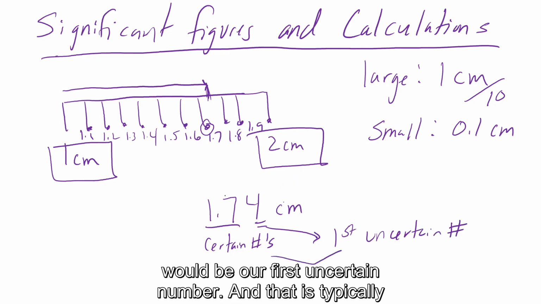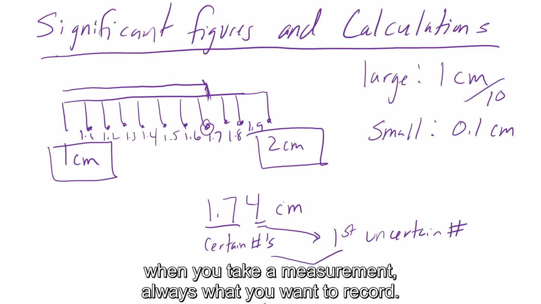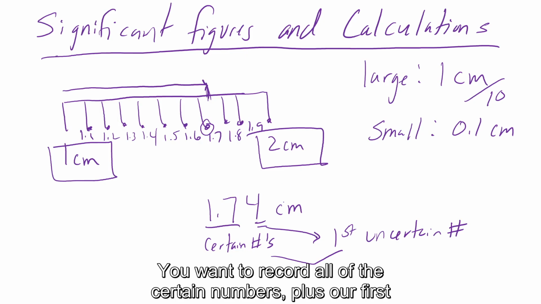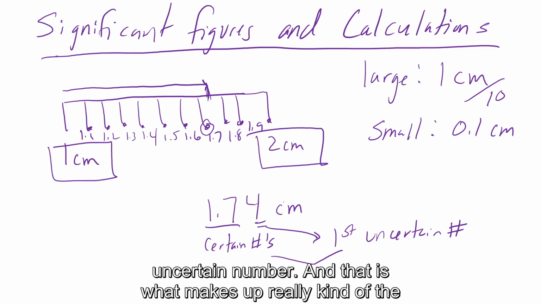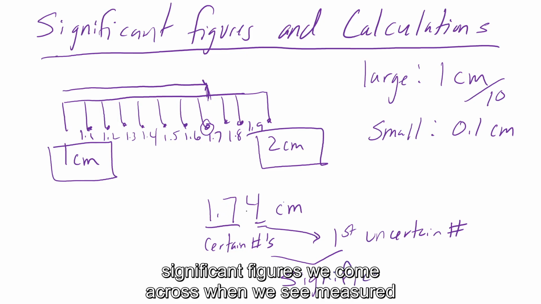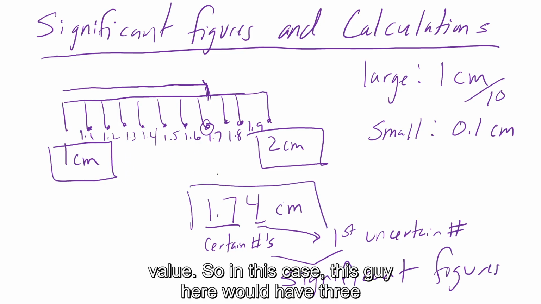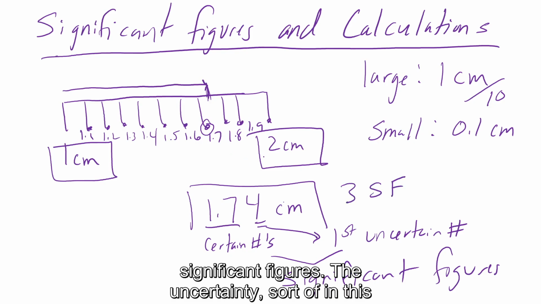And that is typically what you want to record when you take a measurement. You want to record all of the certain numbers plus that first uncertain number. That is what makes up the significant figures we come across when we see measured values. So in this case, this measurement would have 3 significant figures.